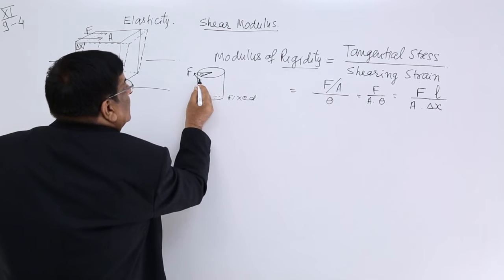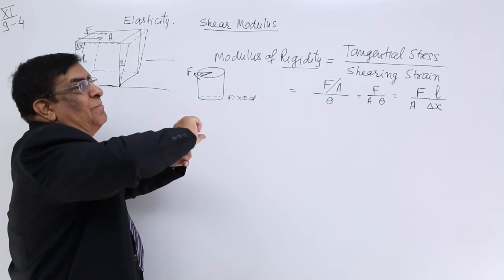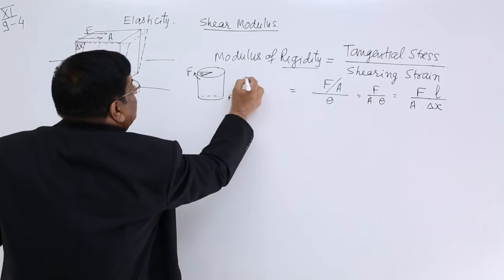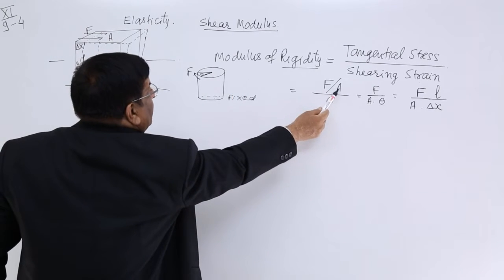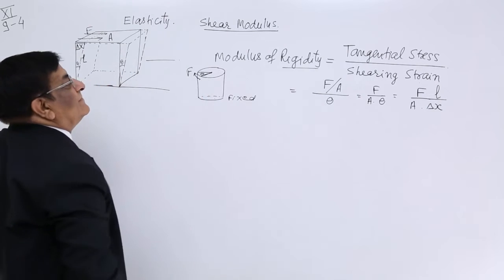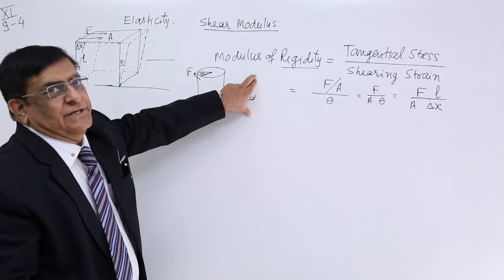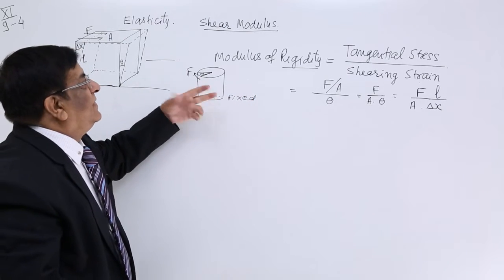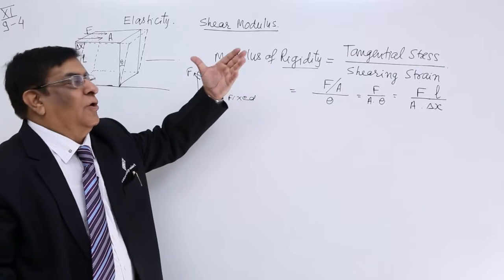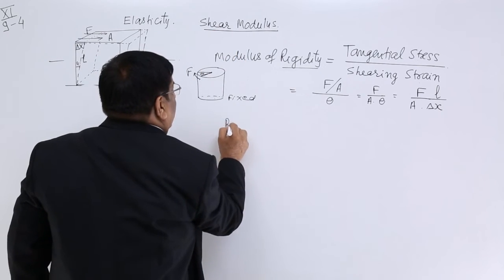So this force divided by the total area on which the force is applied, force upon area divided by theta, is the modulus of rigidity. The more the force developed, the larger the modulus. And now we see the third one, that is bulk modulus.